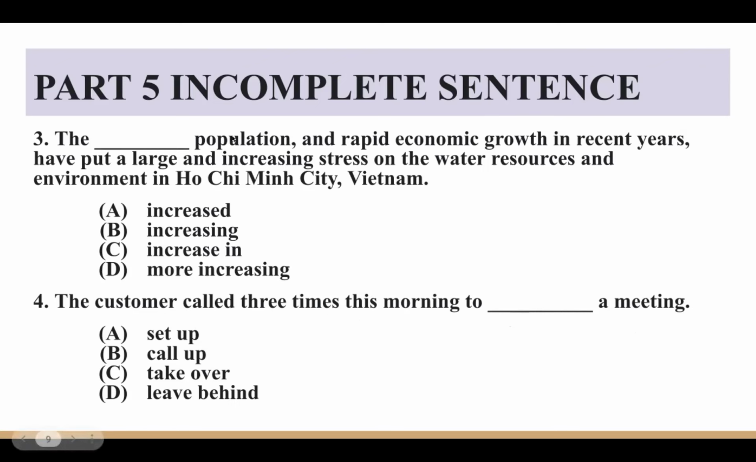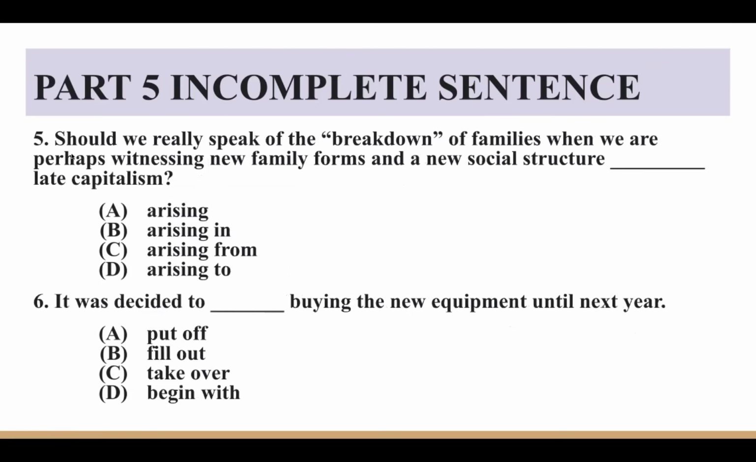Call up a meeting, take over, leave behind, of course not. Should we really speak of a breakdown of families when we are perhaps witnessing new family forms and a new social structure arising from. C. Just because we can see that the possible answer here starts with arising, and we have to see which one must be corrected in terms of preposition here. Arising from would be the answer. Type C.